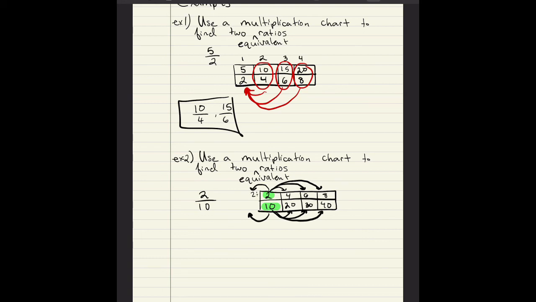So if we divide 2 by 2 and 10 by 2, we would get 1 over 5. So one of our equivalent ratios could be 6 and 30. But another equivalent ratio could be 1 and 5, because it is equal to 2 over 10.